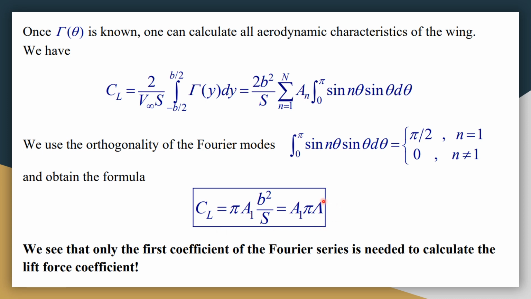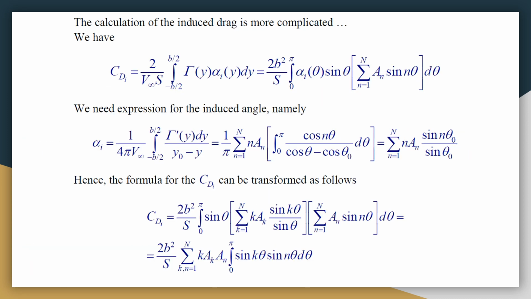This R is the aspect ratio, shown symbolically like this. We see that only the first coefficient of the Fourier series is needed to calculate the lift coefficient. So due to only this, we can calculate the coefficient of lift. Note that C_L depends only on the leading coefficient of the Fourier series.